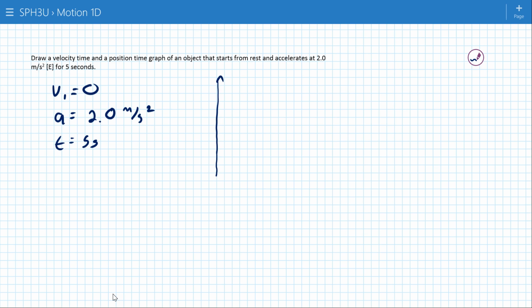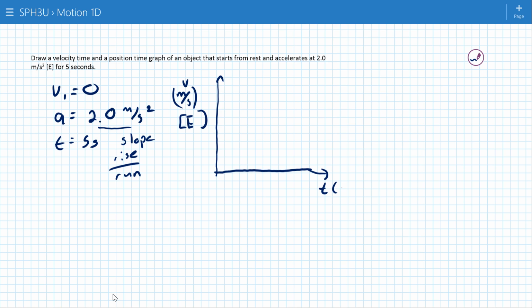I could make a table of values, or I could use the fact that this represents my slope, or rise over run, to do the velocity time graph. It's accelerating in the east direction from rest, so this is going to be in meters per second east, and I need to go to a time of 5 seconds. 1, 2, 3, 4, 5. So every time I step over 1, I'm going to step up 2.